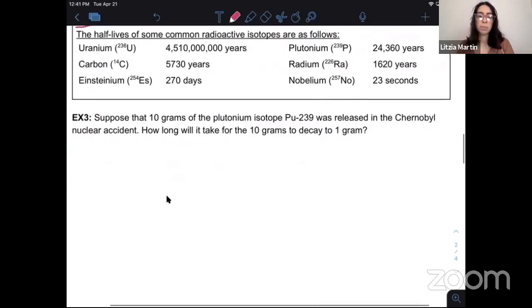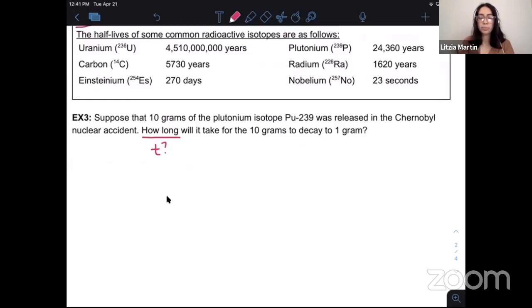Example 3 says, suppose that 10 grams of the plutonium isotope Pu-239 was released in the Chernobyl nuclear accident. How long will it take for the 10 grams to decay to 1 gram? So that means we are starting with 10 grams. We want to figure out how long it will take. That's the keyword there, because that's trying to figure out what T is going to be, to go from 10 grams all the way to 1 gram.